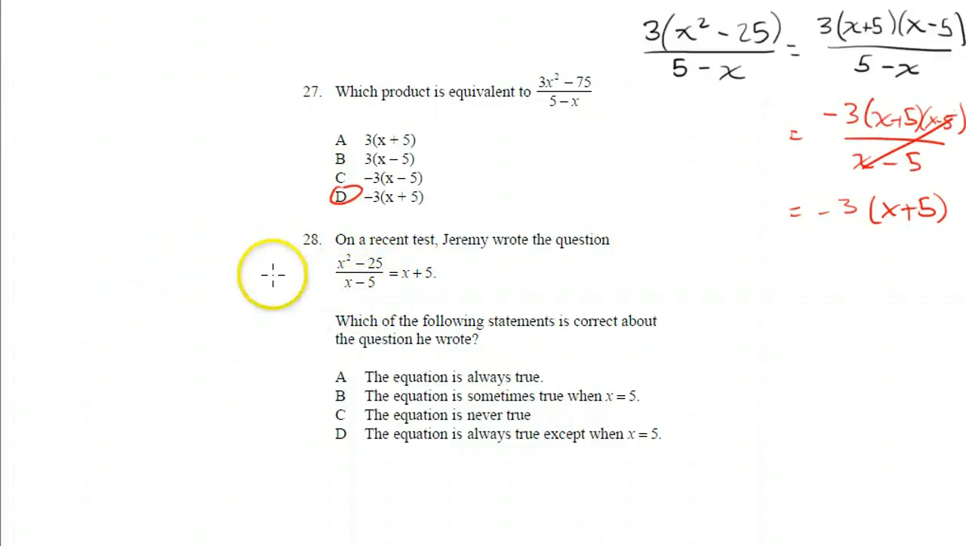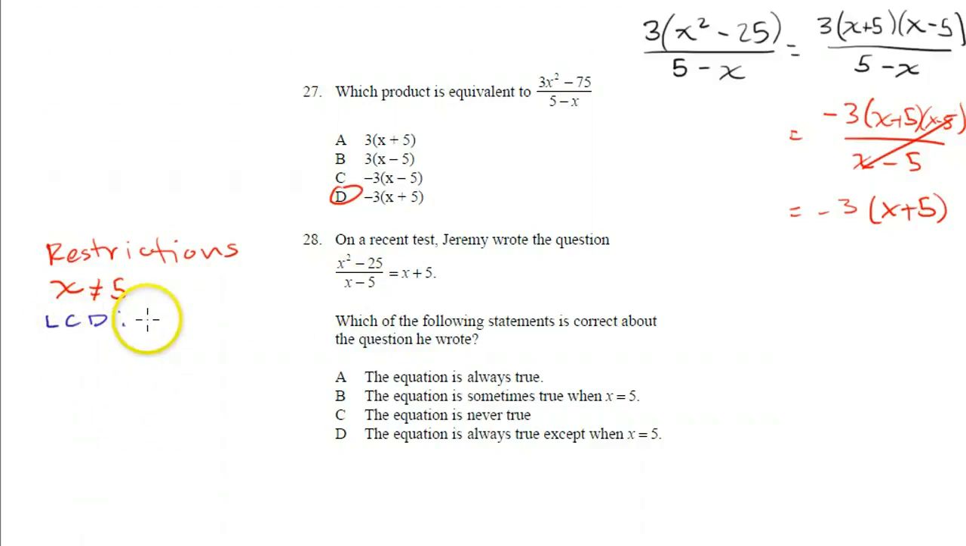So our first step is to find our restrictions. If we look at here, we have an x on the bottom. So what value of x can I not have? It is 5. So we say x cannot be 5 because 5 minus 5 is 0. Then we can go and solve this, and if we find our LCD, we notice that the only thing in our LCD is going to be the x minus 5.